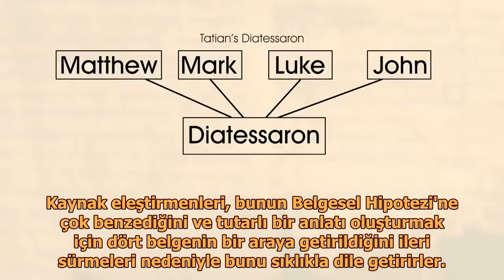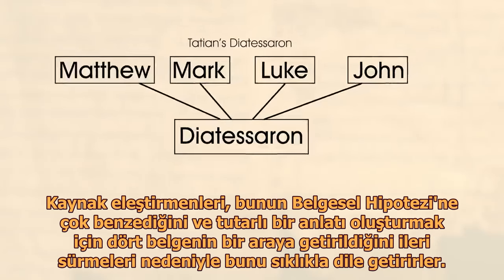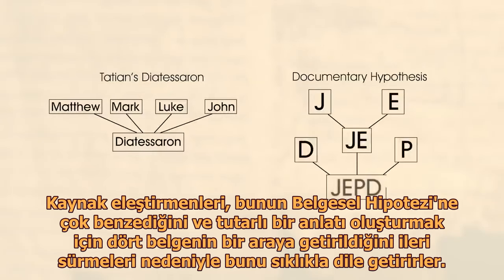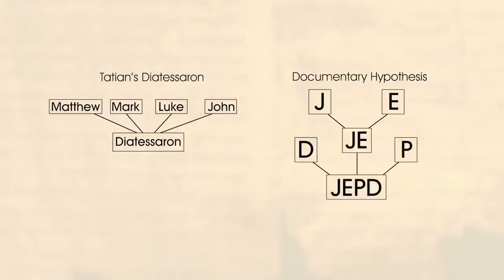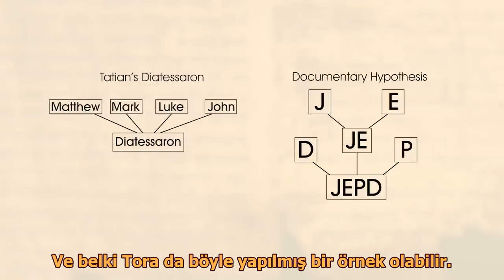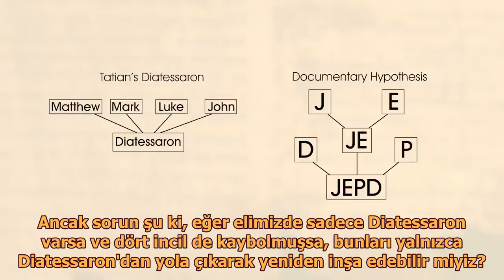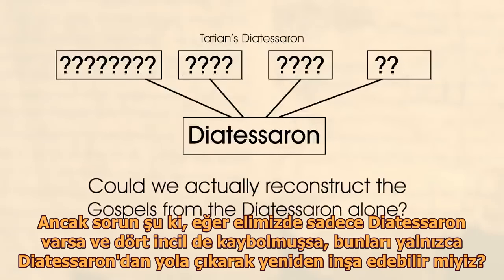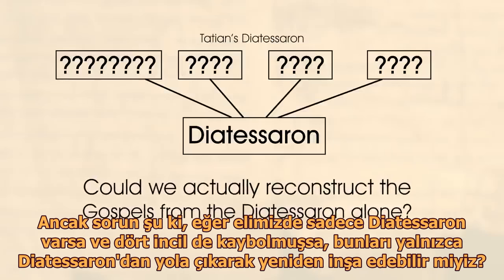Source critics often cite this as it is very similar to the documentary hypothesis, and that 4 documents were stitched together to form a coherent narrative. And so the Pentateuch may be another example of this happening. But the problem is this: if all we had was the Diatessaron, and the 4 Gospels were lost to us, could we actually reconstruct them from the Diatessaron alone?